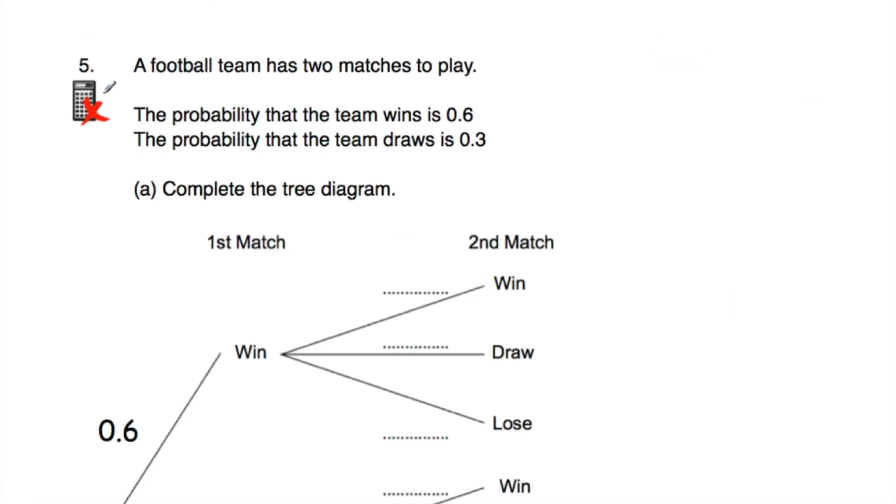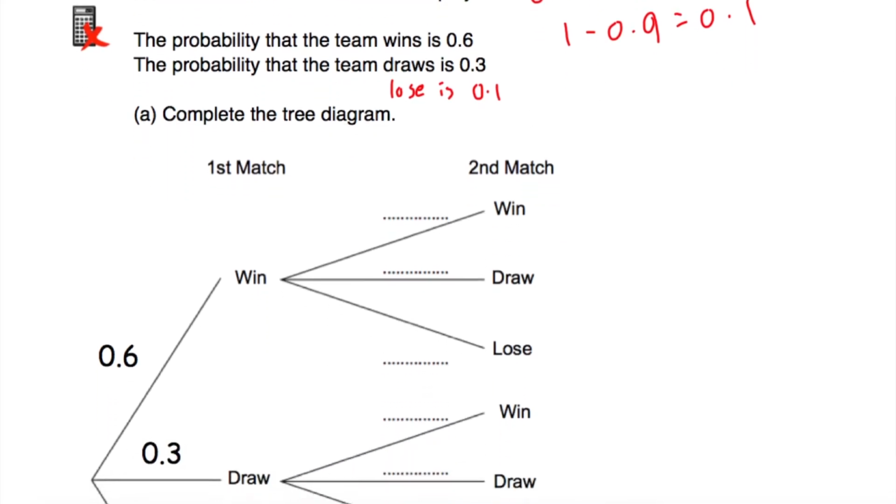And that's it. Okay, let's have a look at our next question, question number 5. So question number 5 says that a football team has 2 matches to play, and the probability that they win a match is 0.6, the probability that they draw a match is 0.3, and actually let's work out the probability that they lose a match. 0.6 plus 0.3 would be 0.9, so if we do 1 take away 0.9, that's equal to 0.1. So the probability that they lose the match would be equal to 0.1, and those probabilities add together to be 1.